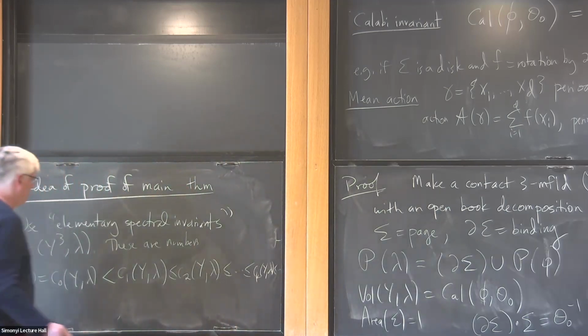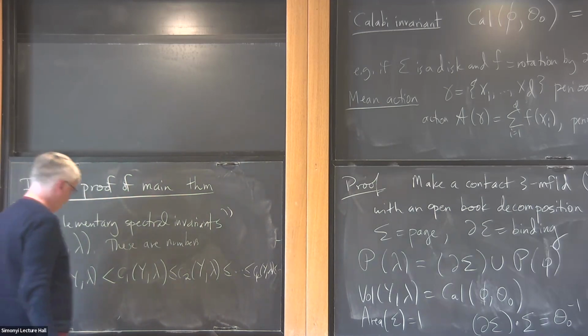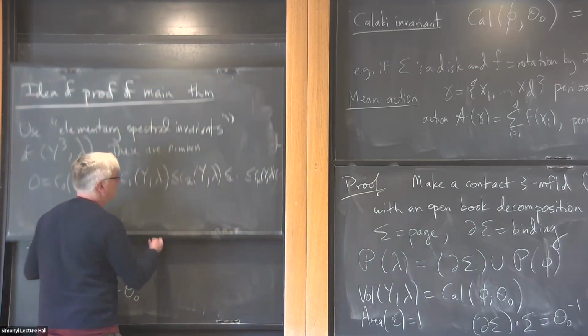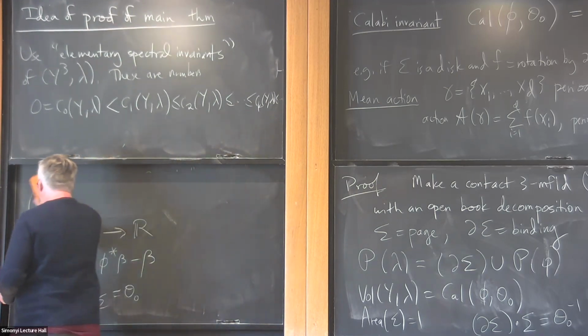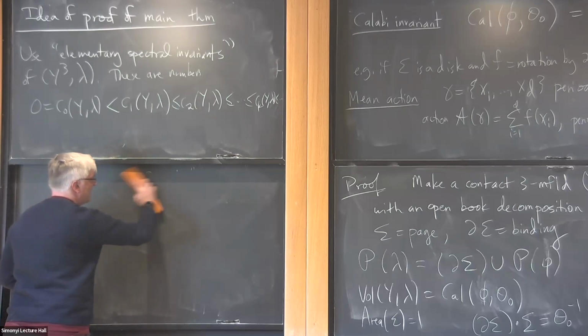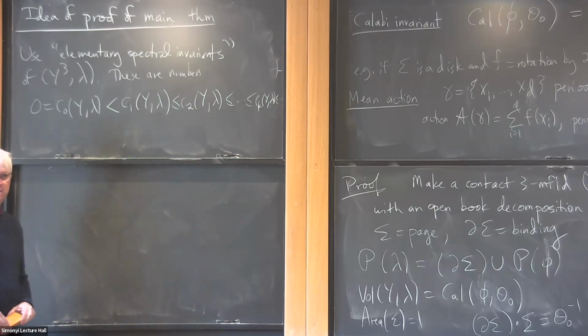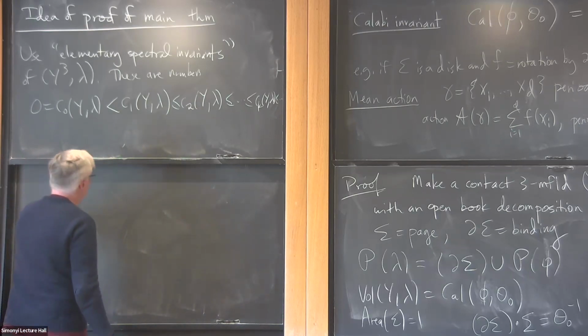And it's called elementary because the definition is related to the ECH spectral invariants, but the definition is a lot simpler to make. So they're defined as a kind of max-min energy of holomorphic curves with k point constraints. And then the key properties.